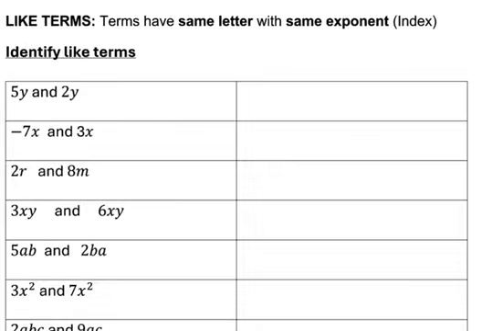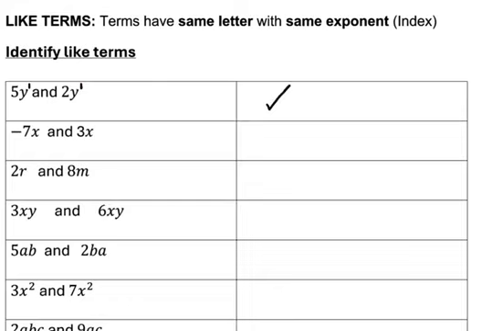Let's do the first couple of questions together. Identify like terms: 5y and 2y. Do they have the same letter with the same exponent? Both have y and y. The number doesn't matter, so same letter. This is the same as y to the power of 1, y to the power of 1, so they have the same exponent. Therefore, they are like terms.